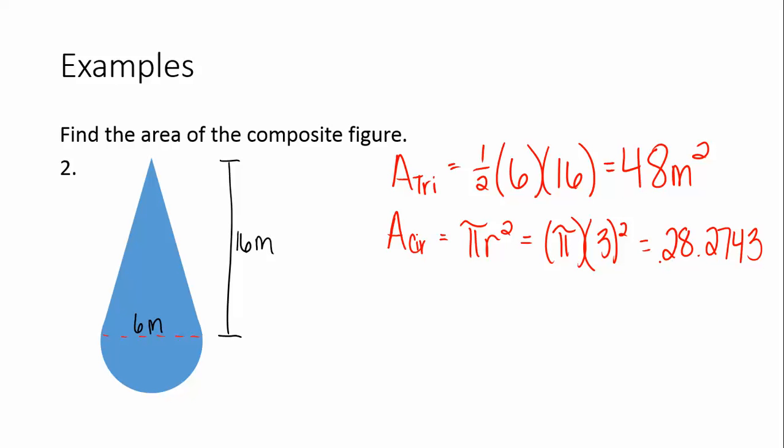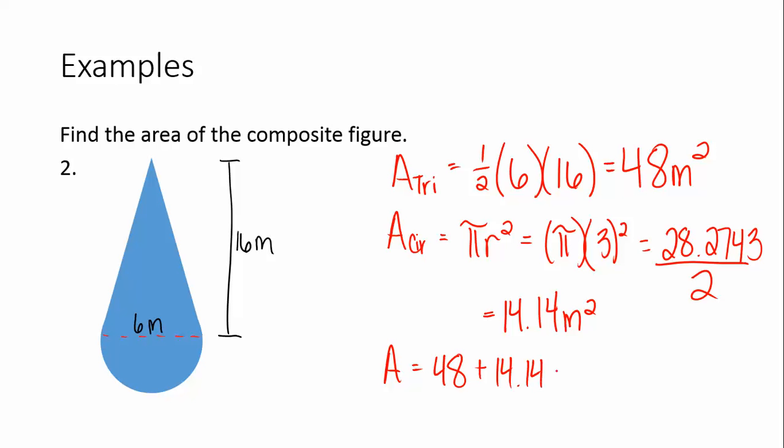But now we need to cut that in half because this is just half of the circle. So we divide that number by 2, we get 14.14. If I round to the nearest hundredth, I note in the directions it doesn't say where to round to, but we'll just do the hundredth for now. So that's meters squared, and we need to add that to 48 to get the area of the figure. So it's 48 plus 14.14, and that's 62.14 meters squared.